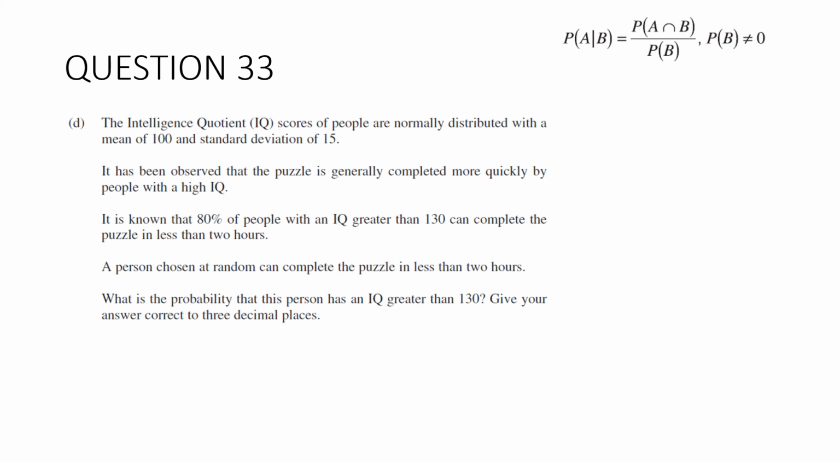D. The intelligence quotient IQ scores of people are normally distributed with a mean of 100 and standard deviation of 15. It has been observed that the puzzle is generally completed more quickly by people with a high IQ. It is known that 80% of people with an IQ greater than 130 complete the puzzle in less than 2 hours. A person chosen at random can complete the puzzle in less than 2 hours. What is the probability this person has an IQ greater than 130? Give your answer correct to 3 decimal places.